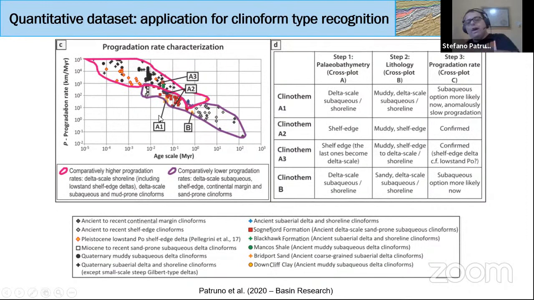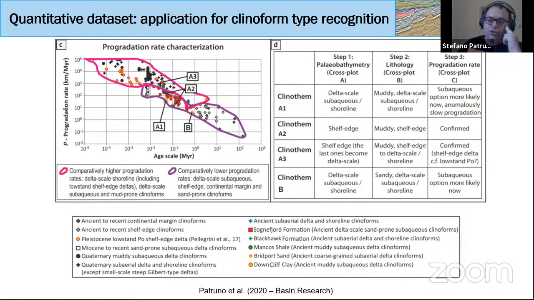So for example, for clinoform A1, using the first plot only, the interpretation would be delta scale, subaqueous or shoreline. By using the second plot, the solution would be a muddy delta scale, subaqueous or shoreline. Using the third plot, subaqueous option is now more likely because it's got an anomalously slow progradation. So again, we put together step by step, and finally we go from some initial theory to something that is more strong at the end in terms of interpretation.